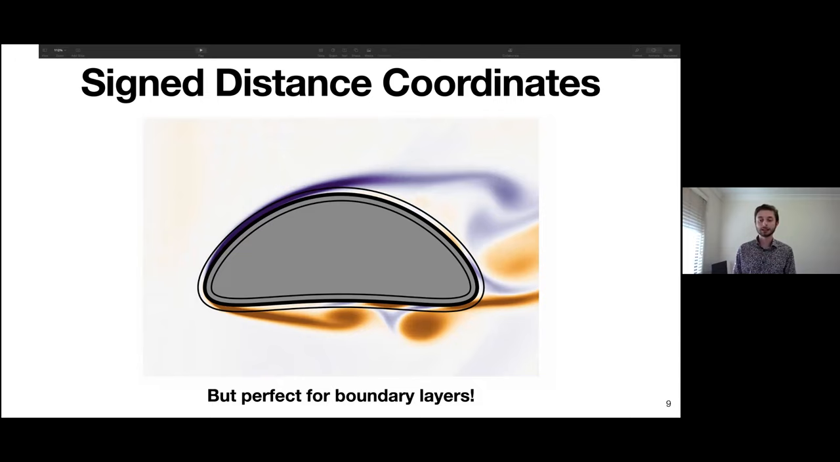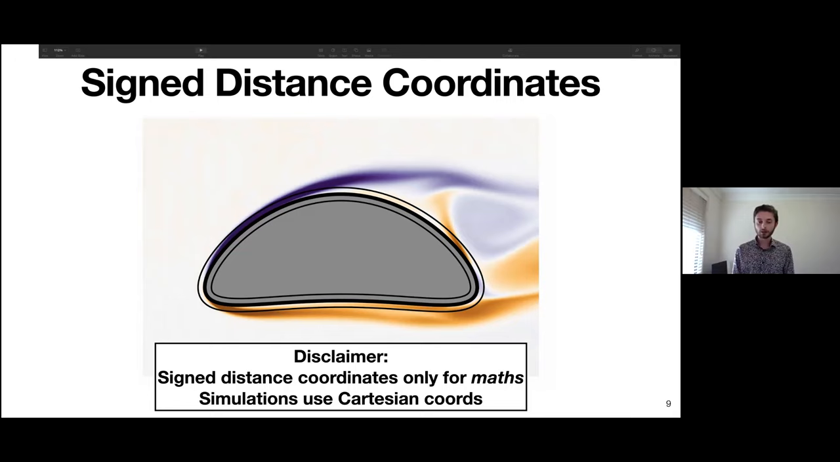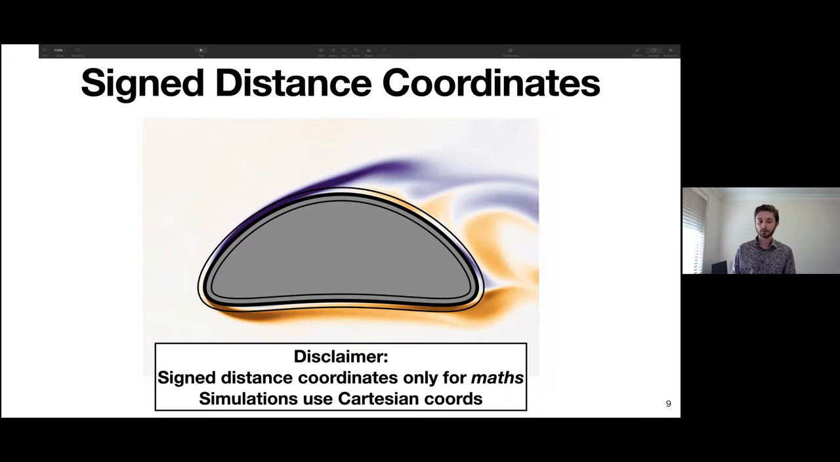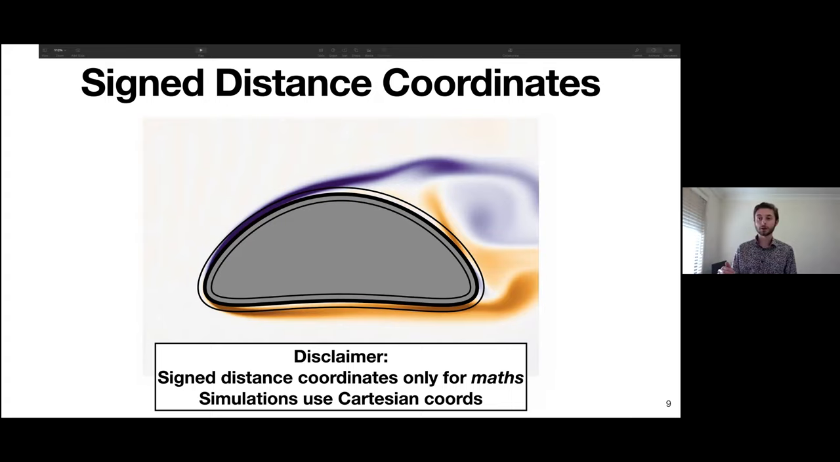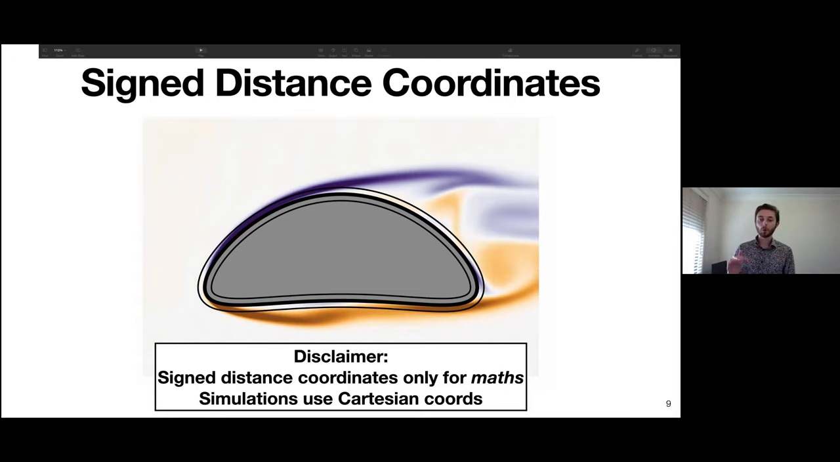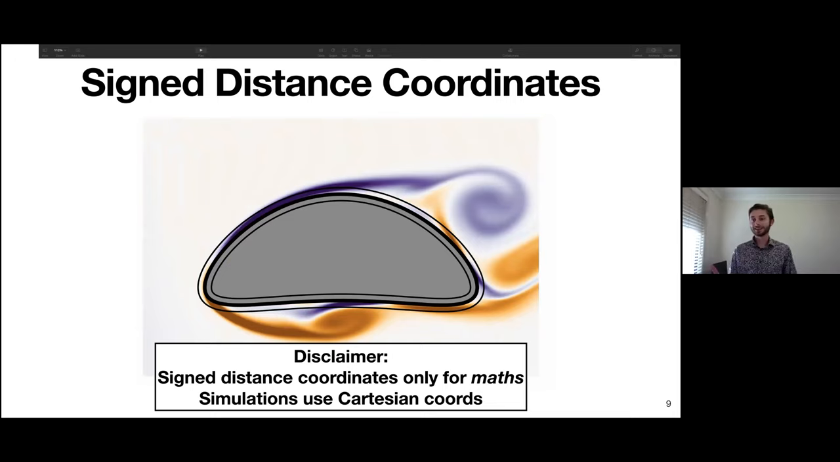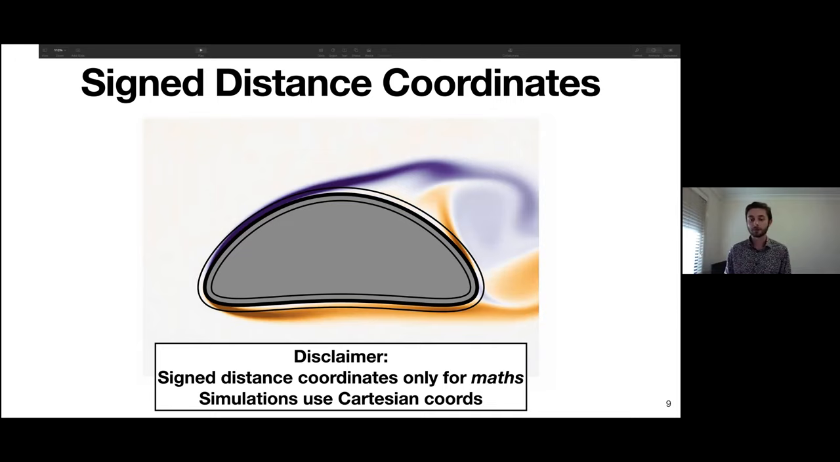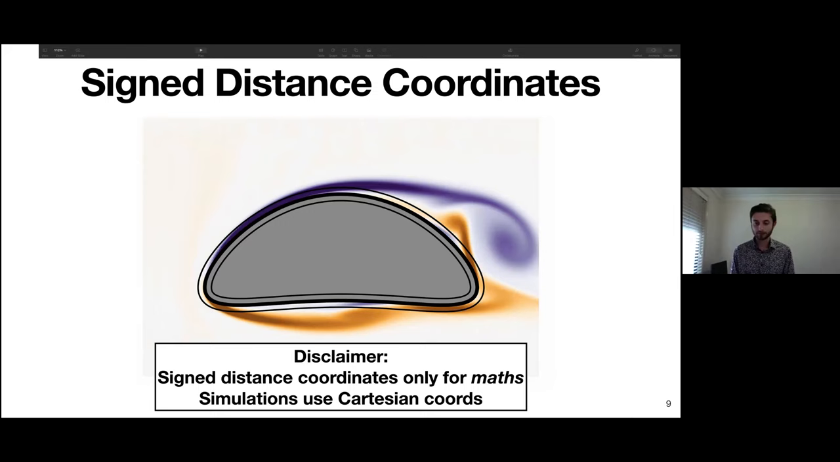And I just want to reiterate one point. This coordinate system is to let us do mathematical analysis of the PDEs. It is not for numerics. We're not using it for simulations. All the simulations I show you use Cartesian coordinates. The whole point is to use Cartesian coordinates with these funny PDEs and then analyze the PDEs with the fancy coordinates, just using the maths. Hope that clarifies things a bit, but okay, we're analyzing boundary layers.